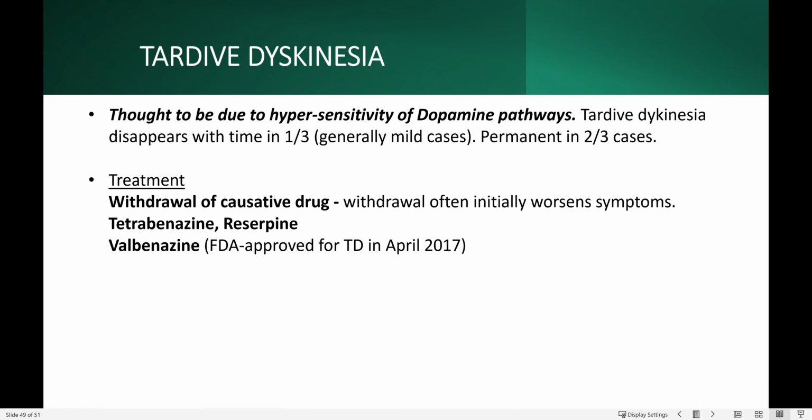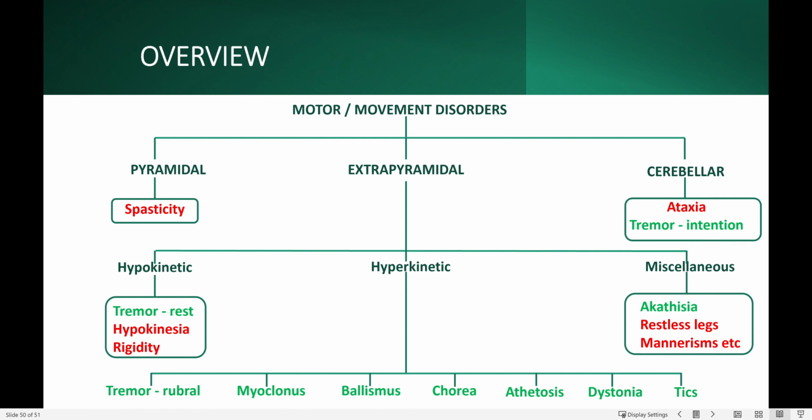It's thought to be due to hypersensitivity of dopamine pathways after this prolonged blocking by these medicines that we discussed. Generally, the mild cases, up to a third of all tardive dyskinesias, can disappear with time, but the more severe cases, about 2/3 of all tardive dyskinesias, remain permanent. The treatment is general withdrawal of the causative drug, but just be aware that withdrawal can often initially worsen the symptoms. Then dopamine depletion with things like tetrabenazine and reserpine. And in 2017, valbenazine received an FDA approval for use in tardive dyskinesia.